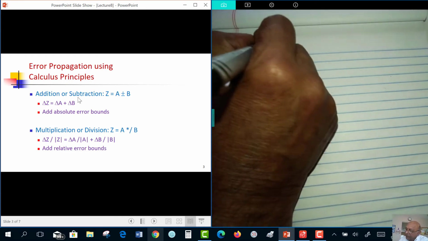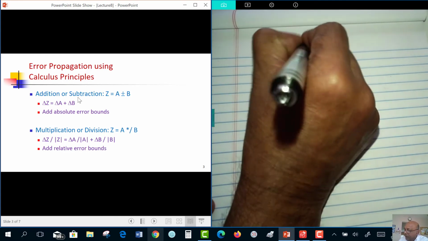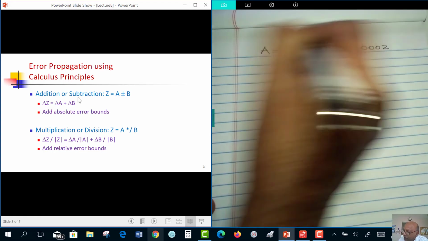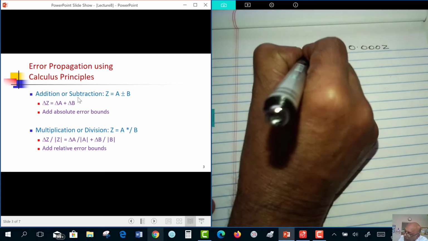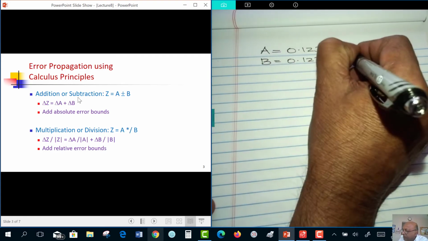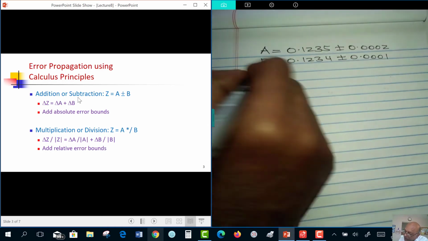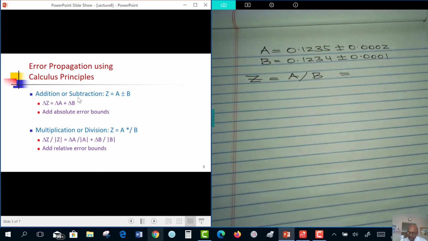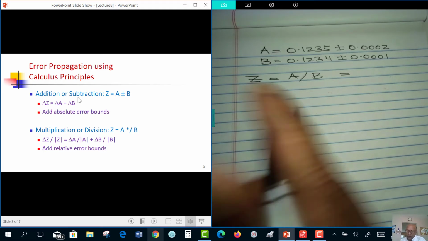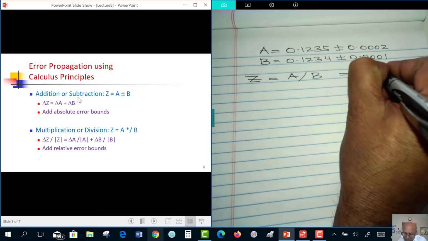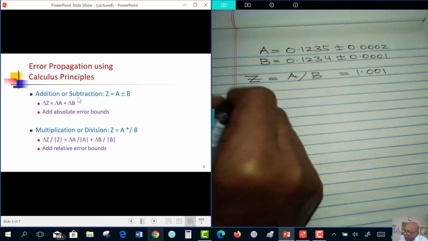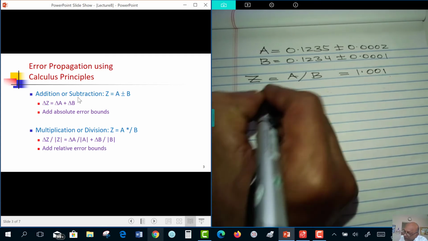Let's go ahead and do our calculation. So again, repeating the numbers, A is 0.1235 plus minus 0.0002. B is 0.1234 plus minus 0.0001. So Z, which is A divided by B, is 0.1235 over 0.1234. So rounded up, we'll get 0.101, 4 digits.